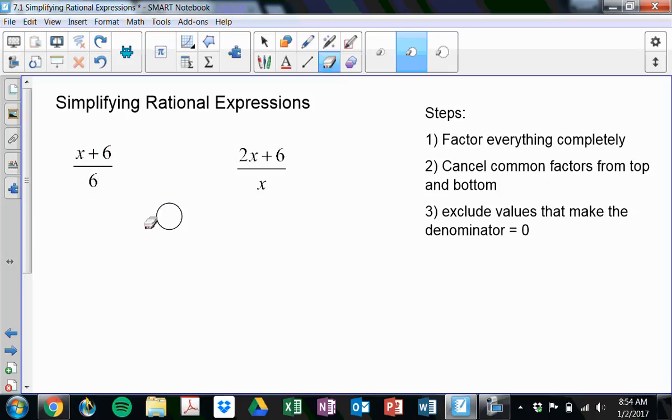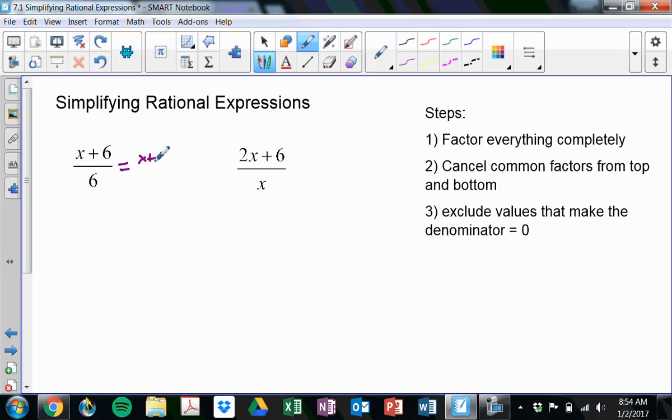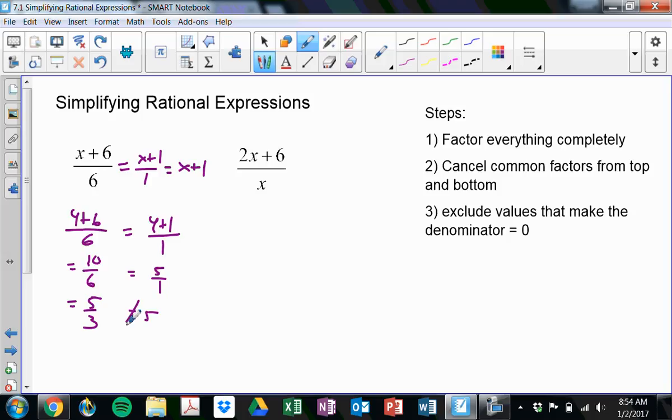Let me try and show why you can't do that. If x plus 6 over 6 was the same as x plus 1 over 1, which is x plus 1, well, that means that this should be true for any value of x. I could plug in anything for x and get a statement that would be equivalent to this. So let's say that x was 4. 4 plus 6 over 6 would be 10 over 6, which is 5 over 3. And that's definitely not the same as 4 plus 1 over 1, which would be 5 over 1, which is just 5. These are not equal to each other.